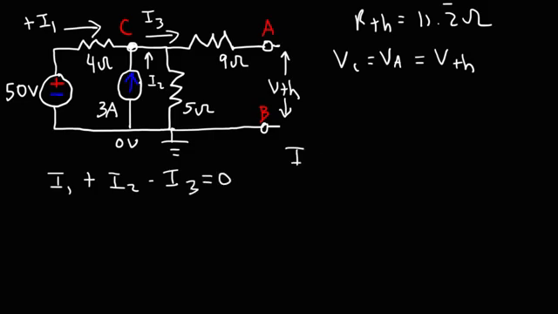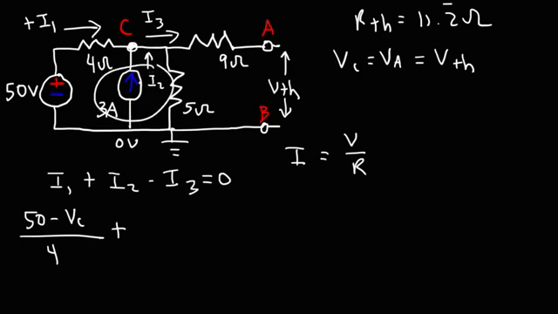Now, we know that the current is equal to the voltage divided by the resistance based on Ohm's law. So to calculate I1, the voltage across this resistor is going to be 50 volts minus the potential at point C divided by the 4 ohm resistor. I2 is based on the current source of 3 amps. I3, now there's no current flowing through the 9 ohm resistor. So I3 is flowing completely through the 5 ohm resistor.